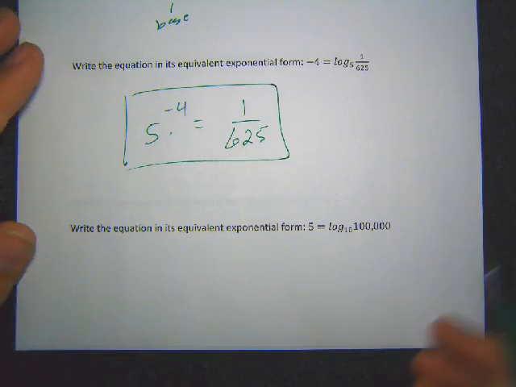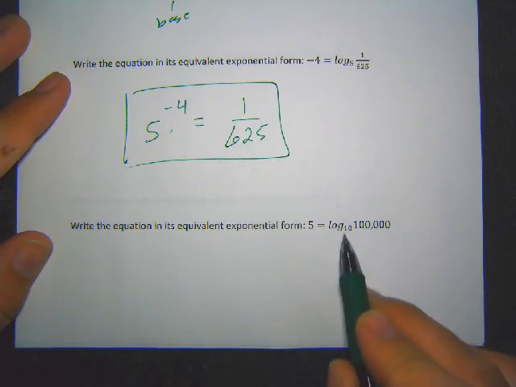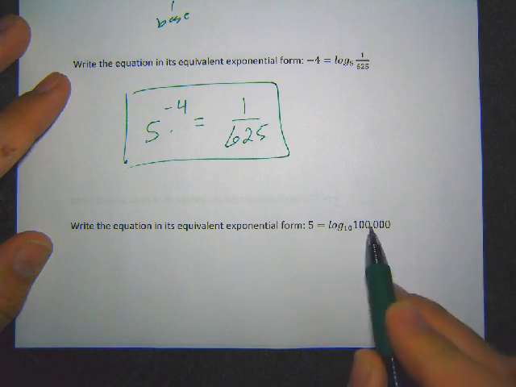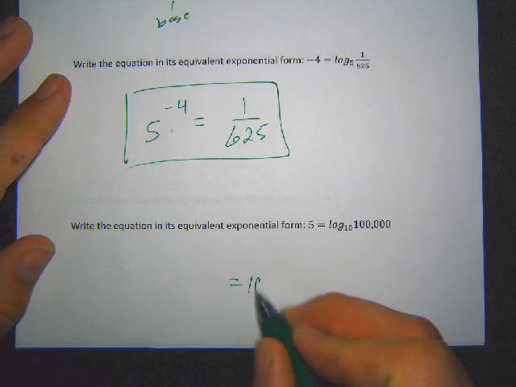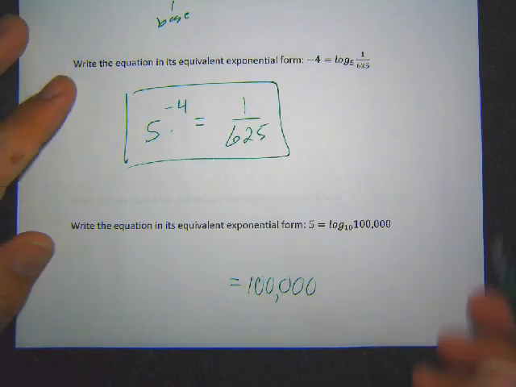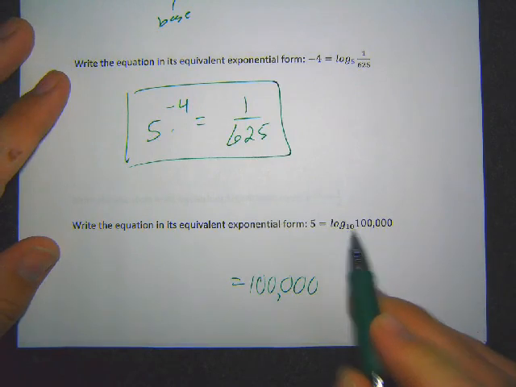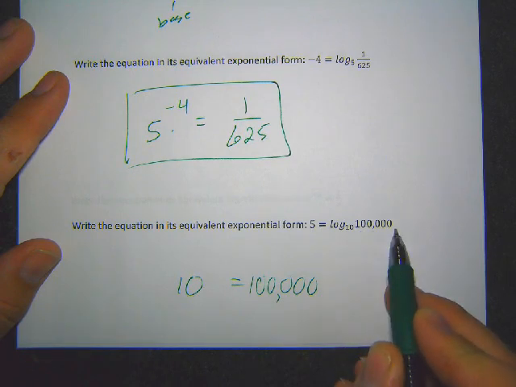Let's try one more. Now again, this number over here, this is what you're taking the log of. So I'm taking log base 10 of 100,000. It's the result you're trying to get to in exponential form. So this 100,000 is going to be the result we're trying to get. And I'm going to think, okay, we start off with the base. So we're starting with base 10. And you think, what power on this base will get us this result? And the answer ends up being 5, right?